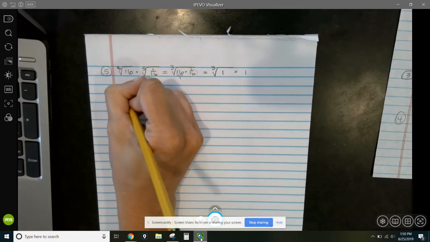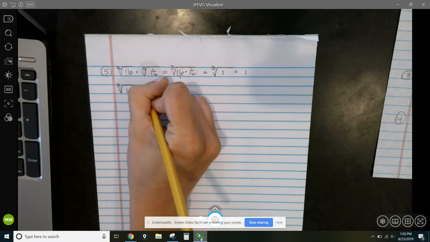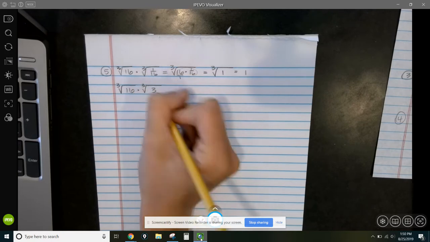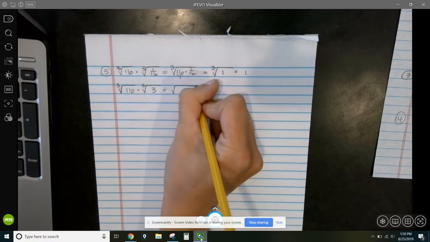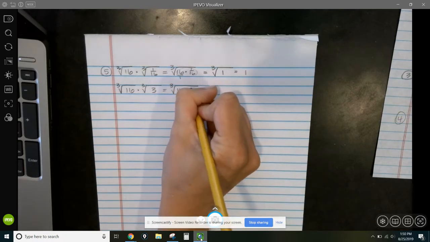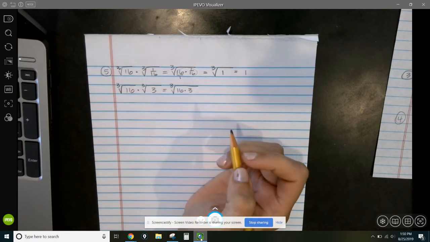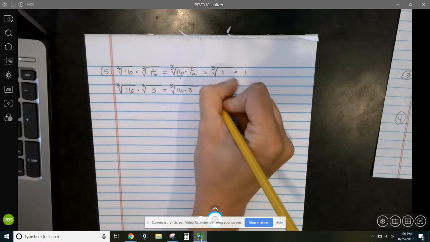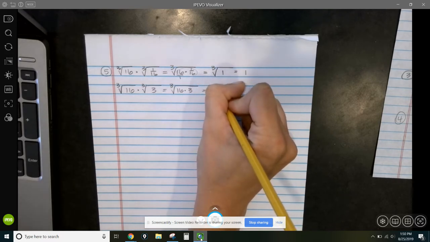So if I have the cube root of 16 times the cube root of 3. So again, I can put both of them under the same cube root sign, and I'm just going to write that as 16 times 3. I just condensed those into the same cube root sign. Now I can do 16 times 3, which is 48.